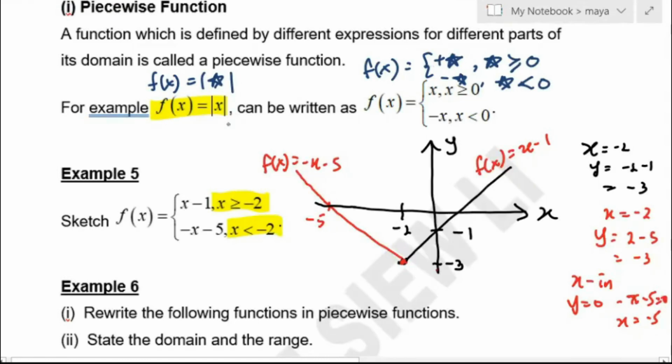For example here, it is x. For x more than or equal to 0, it will be positive x. For the other piece, x less than 0, it will times a negative, so it becomes negative x.